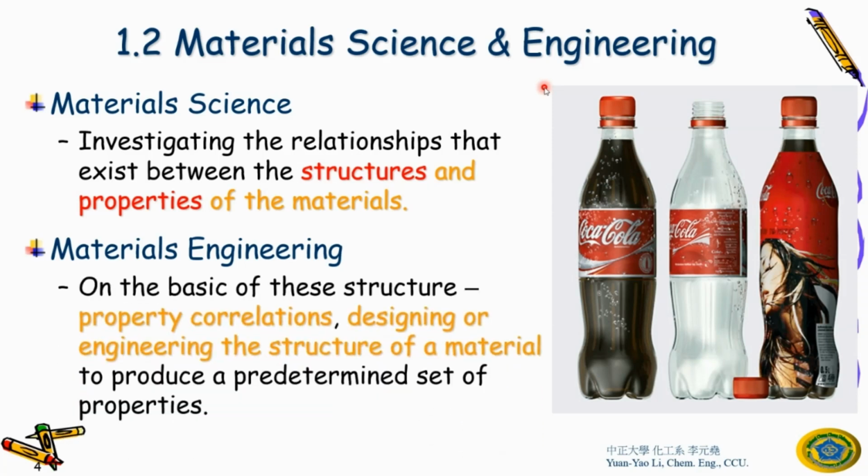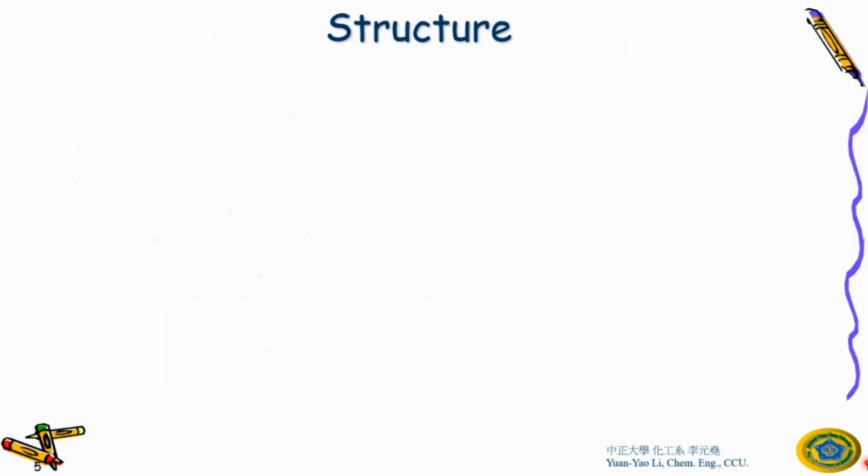And how about material engineering? Material engineering is that on the basis of this structure-property correlation, you design or engineer the structure of a material to produce, and that's important, a predetermined set of properties. So if you are an engineer and you want to design a material, you need to think, what am I going to use this for? And when you know what you want to use it for, you need to know how to construct the structures of this material. So it's a predetermined set of properties. So this is material science and engineering.